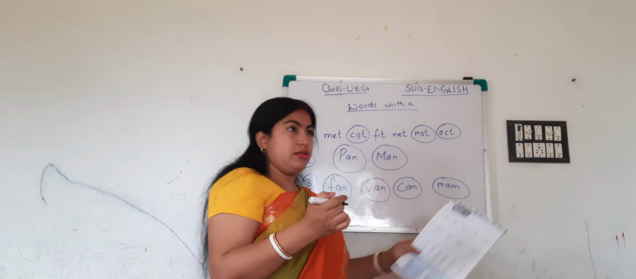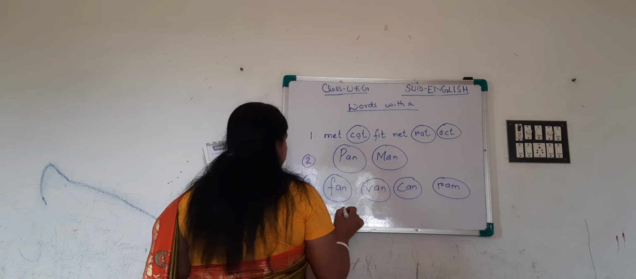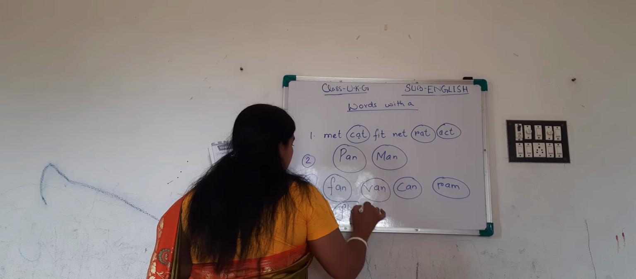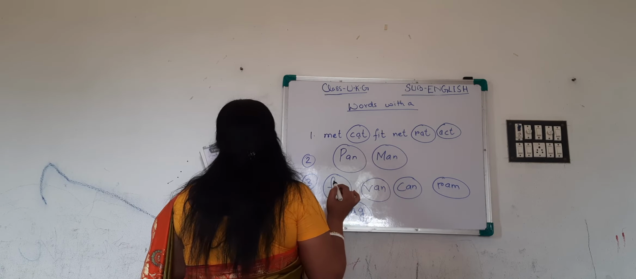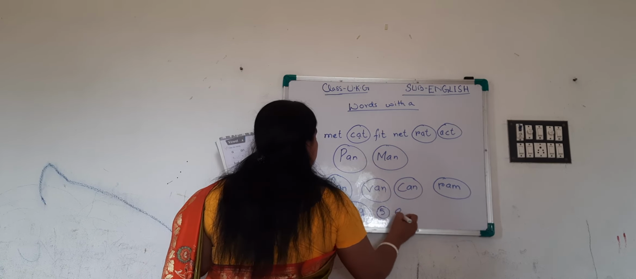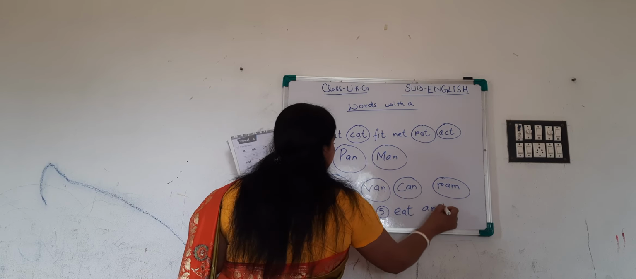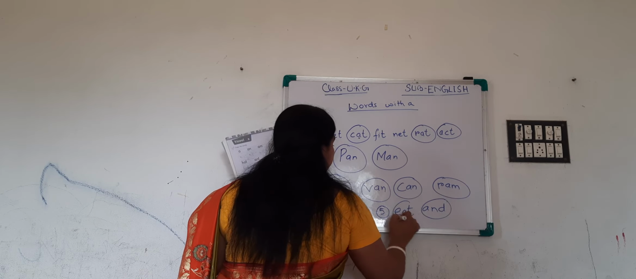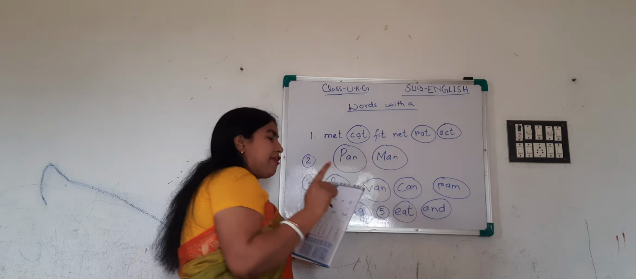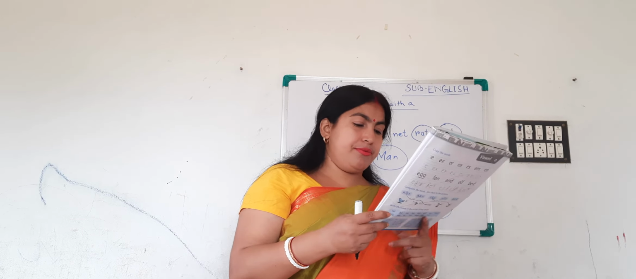Okay. Then flag, number 4. F L A G. Flag. Okay. Next, number 5. E A T. Eat. A N D. And. It has A in each word. Here it is A. In flag is A. You have to circle the words which have A. Okay.